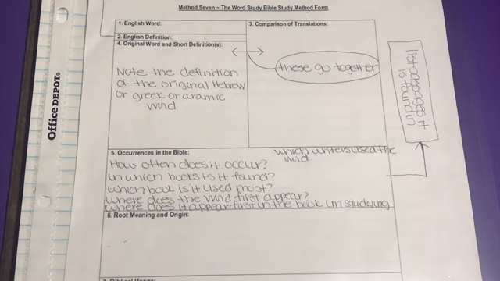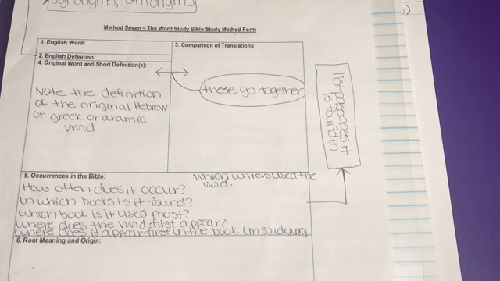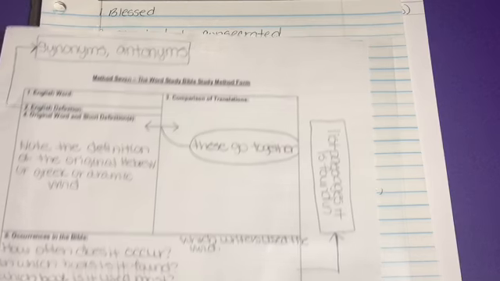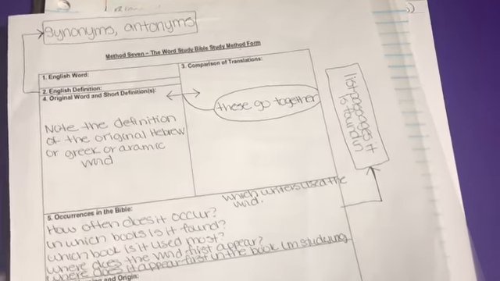And it's the occurrences in the Bible. So here you're going to ask those 6 questions that I had mentioned. How often does it occur in the Bible? In which books is it found? Which book is it used most? Where does the word first appear? Where does it appear first in the book I'm studying? And which writers used the word? And then you can also list passages that it is found in. So now, with that being the case, the first part is how often does it occur in the Bible?